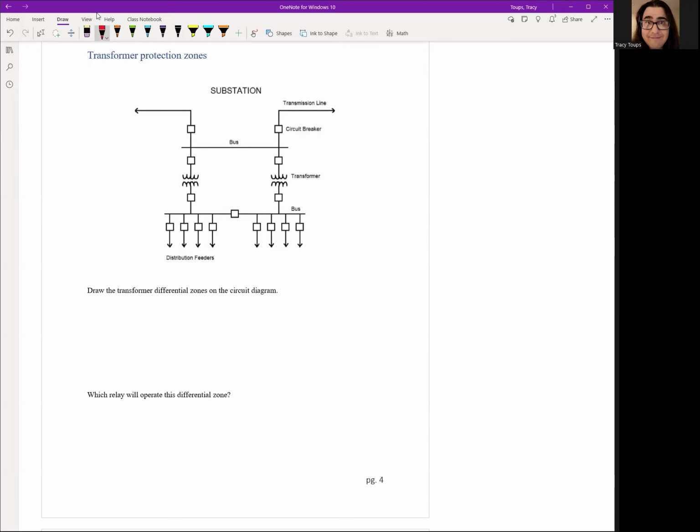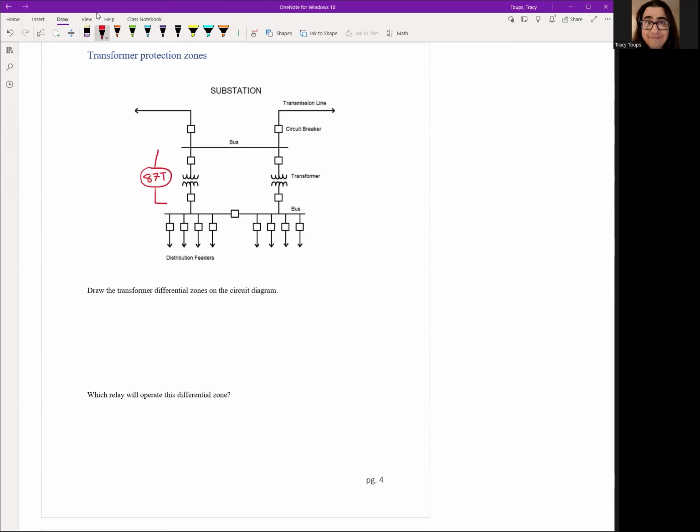If you ever have a chance, always use a differential. That's my philosophy. So we're gonna have something called an 87, and we could put a T here to signify transformer. Some people do, some people don't. I'm gonna put a T just to make sure I know it's a transformer differential. And then we need to put our CT somewhere.